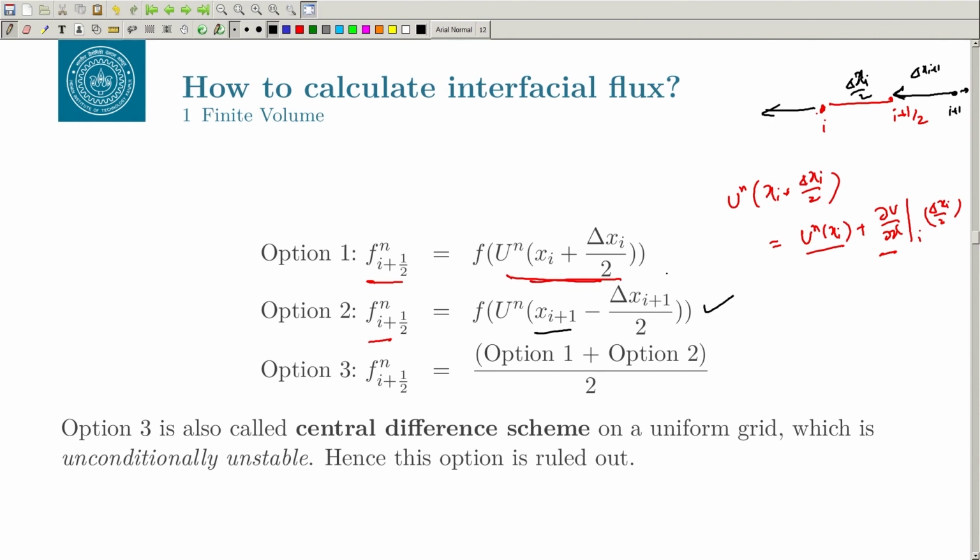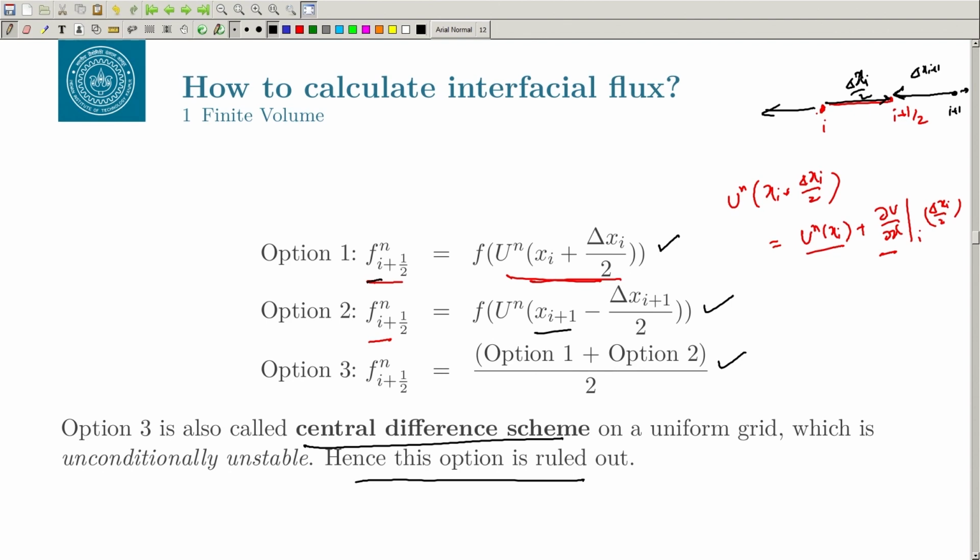So, this is another way to get that. And the last one is you can take basically the average of what you calculate from the left and what you calculate from the right, and just take the average of the 2. Okay. So, this one is equivalent to the central differencing scheme on a uniform grid, but as we have seen, for this kind of convection problem, this is not stable. So, this option is usually not used. Even if you are using this, then you have to use some kind of limiter. Okay.